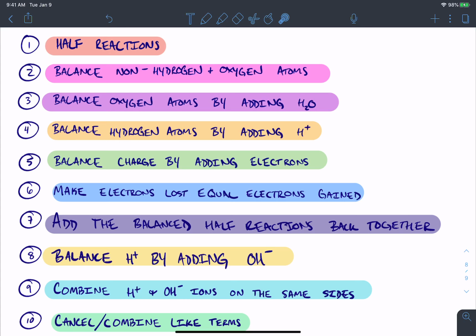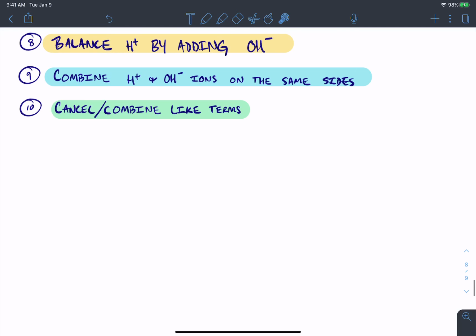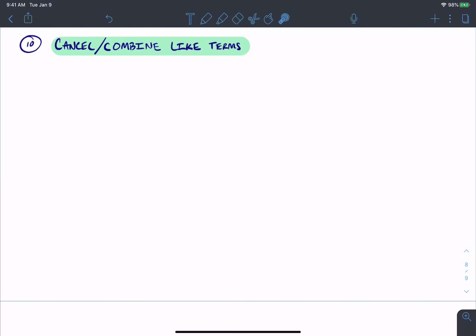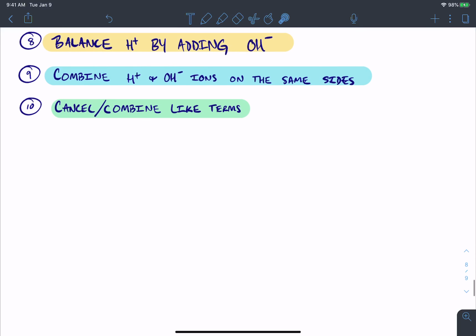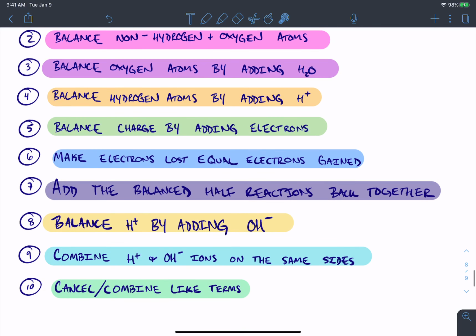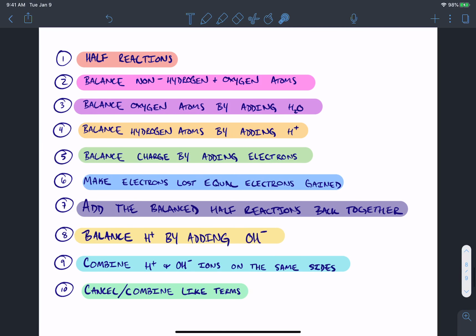Then if you go back and read the problem and it turns out they were asking for basic media, then the final things that you want to do are to balance H plus by adding OH minus and combining the H plus and OH minus ions as long as they're on the same side to form water, and then make sure that any water that you do form, if you had water present on the reactant side or the product side, make sure that you cancel out water if it appears on both sides. And that is really it. So again, if you follow these steps, you really can't go wrong.